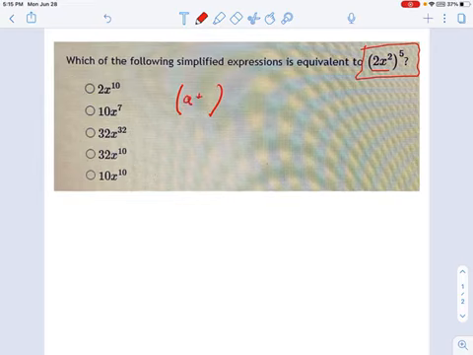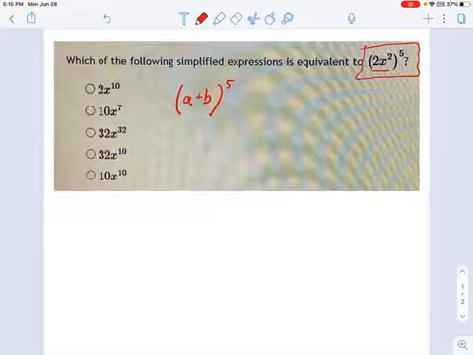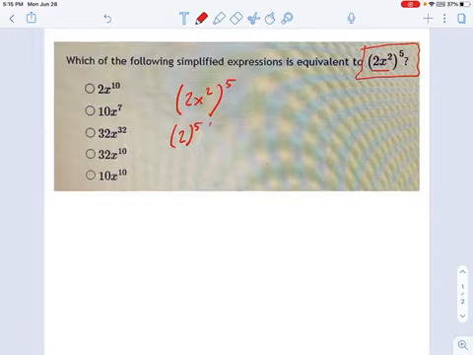Times where it's more complicated is when you have a plus b to the fifth power. That gets very big and ugly quite fast. But this one is easier than that. It's just 2x, I'm going to write it again over here, 2x squared to the fifth power. And what that means is 2 to the fifth power and x squared to the fifth power.